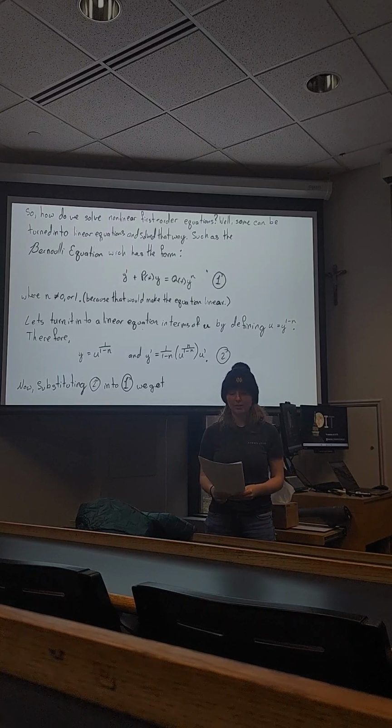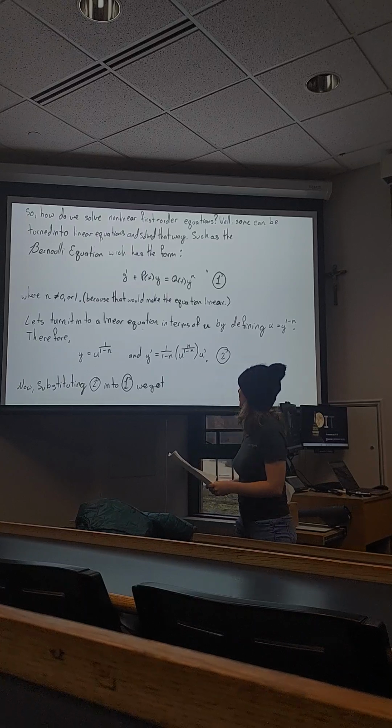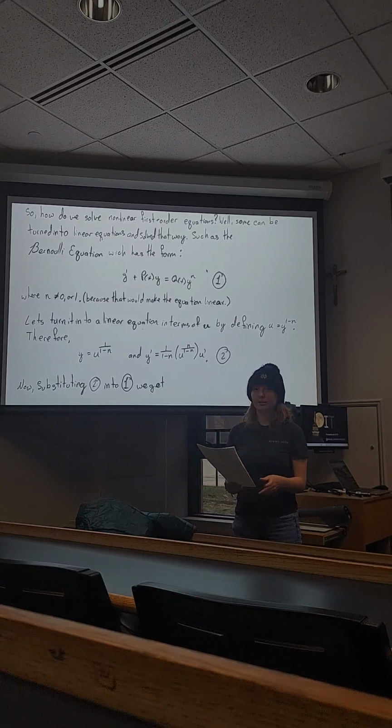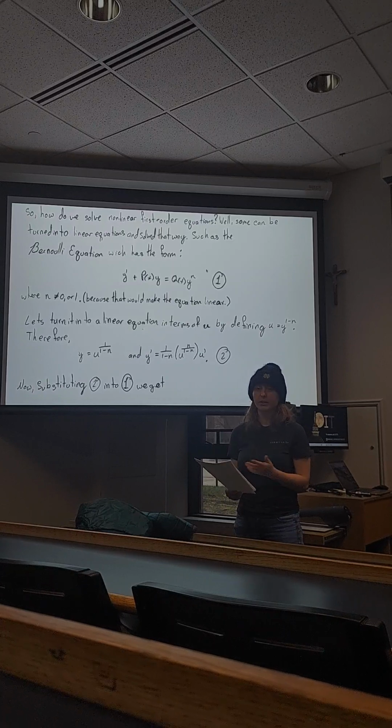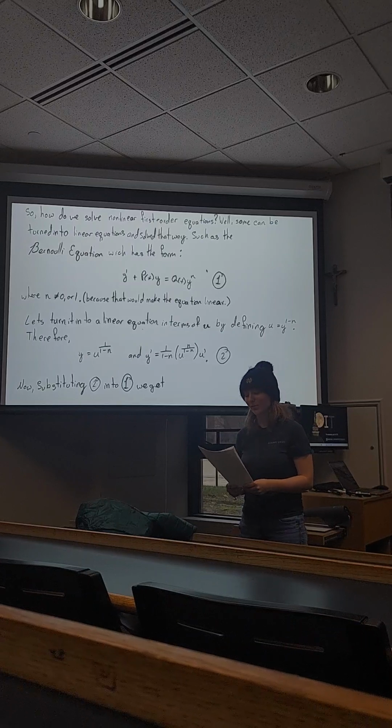linear solving method. So one of those is the Bernoulli equation, which has the form y prime plus some function of x times y is equal to some function of x times y to some power. That power is not equal to 0 or 1 because otherwise that would just be a linear ordinary differential equation, and we know how to solve those.